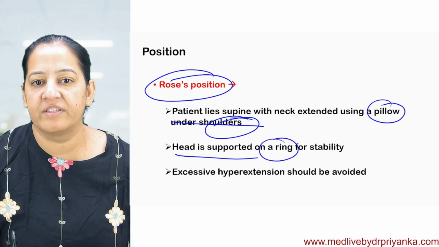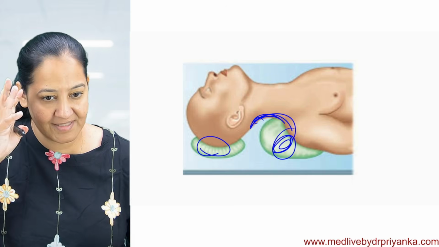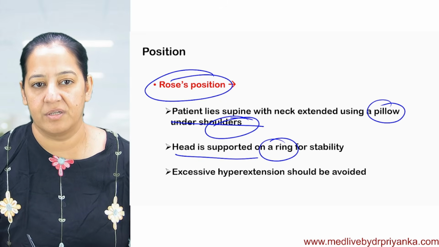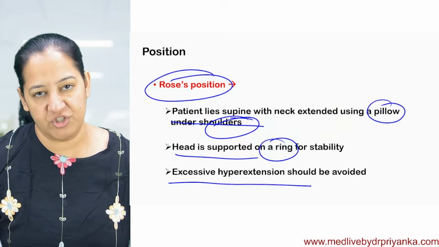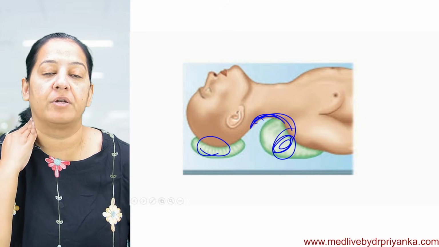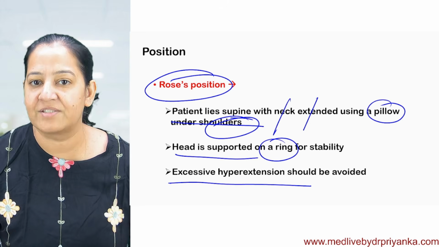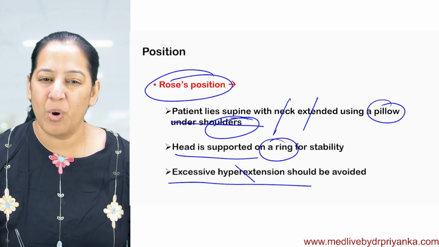And the head is supported with a ring. The head is kept on a ring-like pillow. This is how we are doing the extension. Excessive hyperextension should be avoided; it should be extension, not hyperextension. So this position is known as Rose position, in which the neck is extended, not hyperextended. You have to avoid hyperextension.